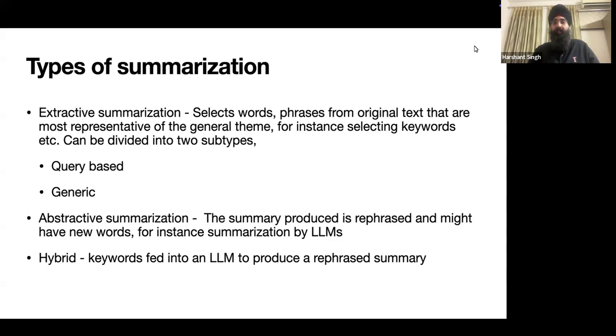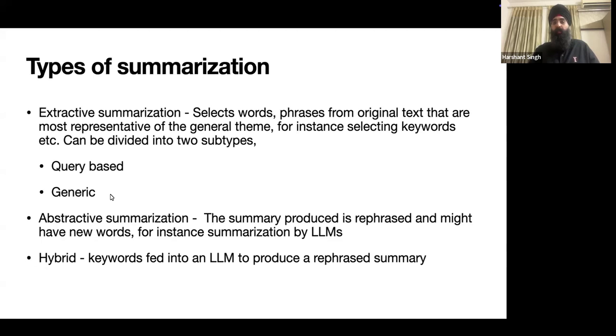So extractive summarization itself can be divided into two subtypes. One is query based and the other is generic. Generic is something like come up with the key phrases for the document, and query based is where you have some sort of query. So let's say you have a document about Paris and London, and you only want to summarize the content about Paris. That is query based. You'll have a query saying I just want the information for Paris, and it will generate a summary from the document only giving the elements about Paris.